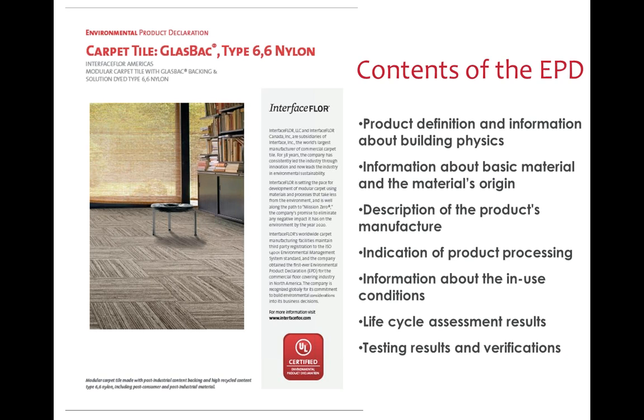That's okay. So what's inside the EPD? What are the contents of this EPD? First of all, there's a product definition and information about the performance aspects of the product, information about the basic materials of origin, a description of the product's manufacturing process, indication of the product processing, so you can actually see a description of the processing model, information about in-use conditions not pertaining to the life cycle, and then there is a very detailed description and disclosure of life cycle assessment results, as well as the denotation that this document has been third-party certified, as you can see with the UL mark on the front.